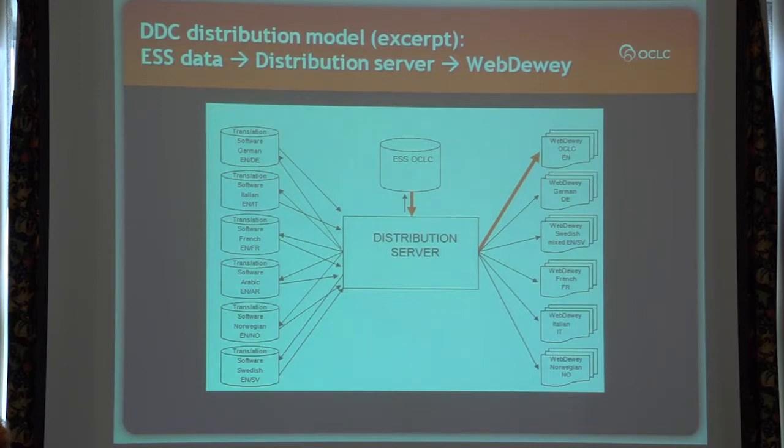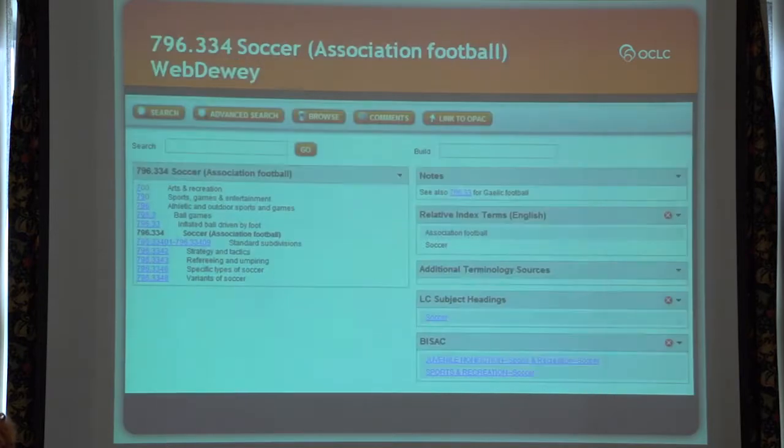A record, if we were going to push out that soccer class record, an authority record, and the authority records associated with it, it goes to the distribution server, it goes to the translation systems, and they'll do something with it, but it also goes to our English language Web Dewey at the same time. So this is what that record we looked at in the MARC representation looks like in Web Dewey.